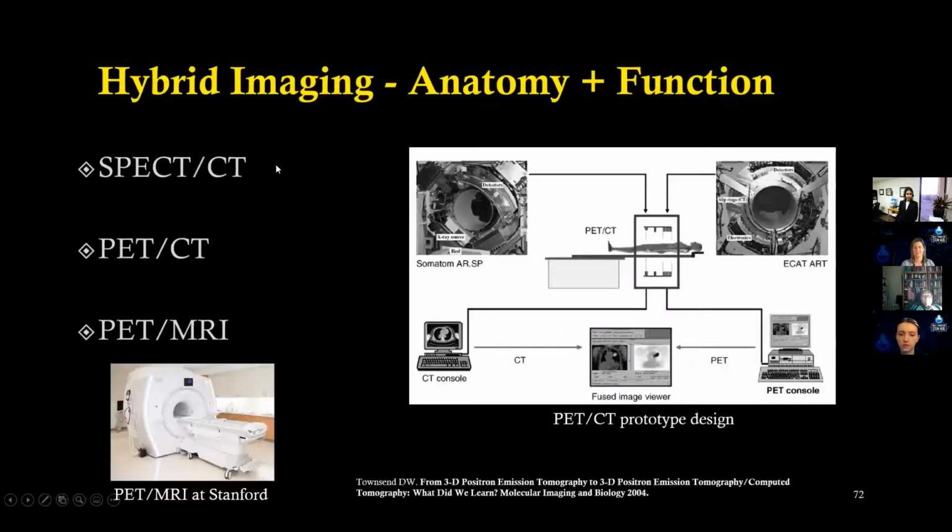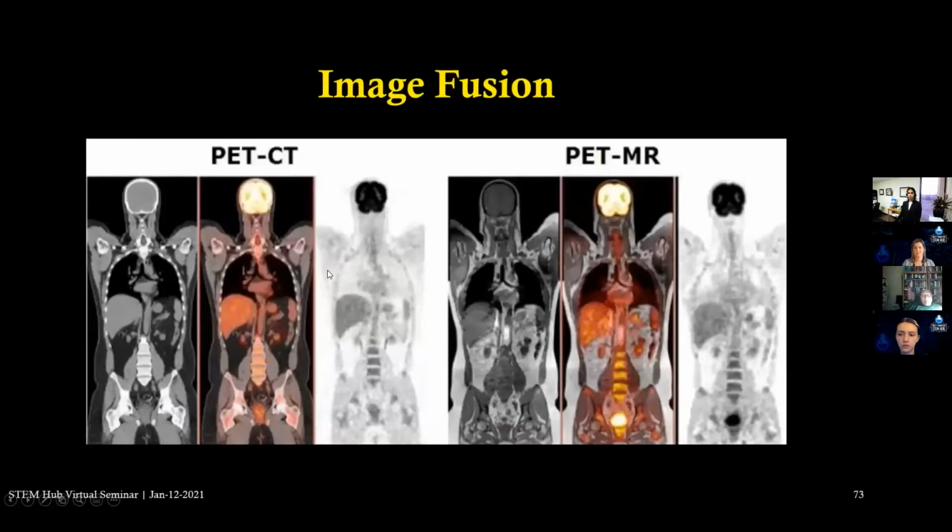So lastly, I'll just talk about hybrid imaging, where you're combining the functional and anatomical, like PET-CT. PET produces functional information, CT produces anatomical. So you're combining this into one scanner so that you can produce both images and fuse them together. So this is the CT, this is the PET, and this is the PET-CT, which is giving both anatomical and functional information. And similarly with PET-MR.